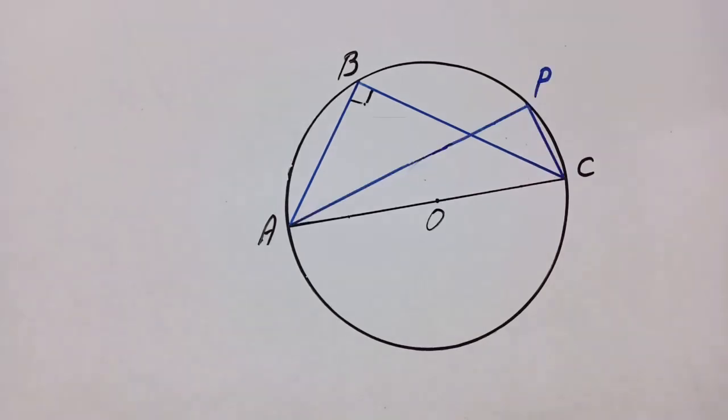In the same circle, the angle APC is also an angle of 90 degrees. Why? Because this angle is also an angle in a semicircle. As this circle has the diameter AC, the angle ABC or the angle APC should be equal to 90 degrees.